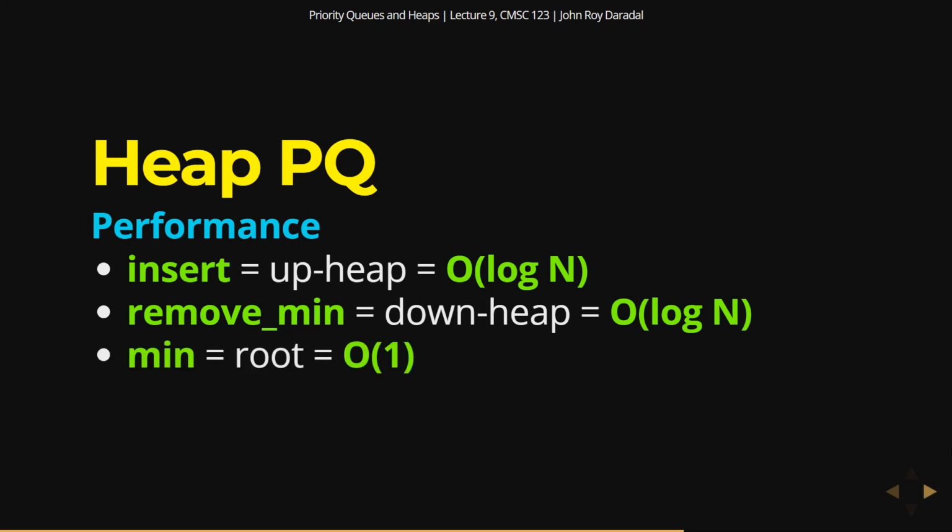However, for min, this will only take O of 1, or constant time, since we will just look at the root's entry and then return it, right? Because we won't need to remove it. We just peek at it, look at it, and then return. So it's just constant time, O of 1. Okay? So that is the performance of your heap priority queue. Insert and remove min will take O of log n, and min itself will be O of 1.